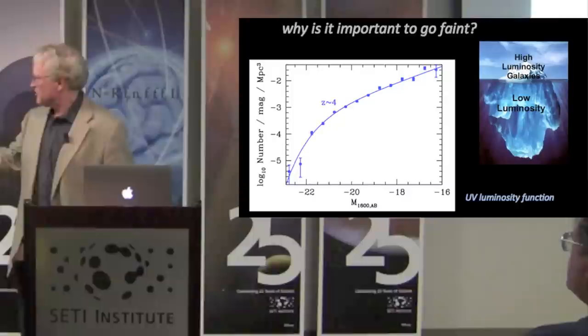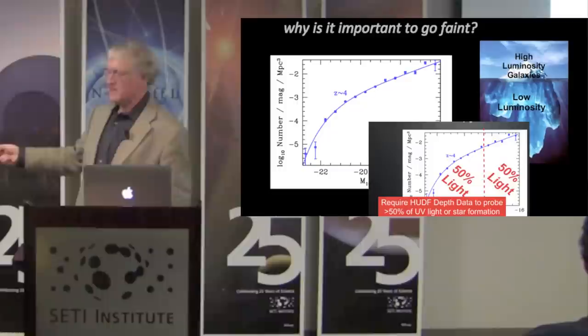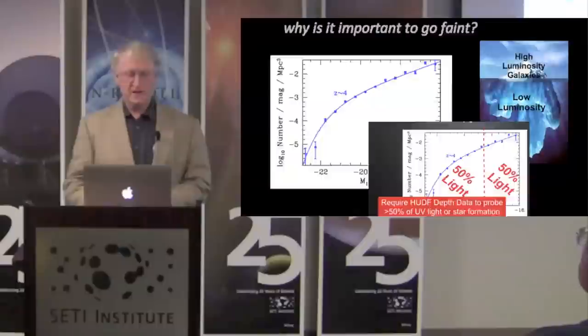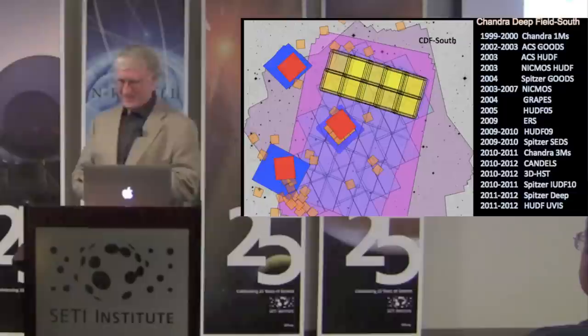This is hard. We basically need the Hubble Ultra Deep Field depth to go to the level where you start to see the typical galaxy at high redshift. Half the light in UV from star formation comes at those depths, way below the brightness of galaxies like the Milky Way. So keep that in mind as we're going through. We're always pushing for depth. We like numbers and we like depth. This is a challenge. When you take those two things together, it means you're going to ask for an awful lot of telescope time. But it's been given.